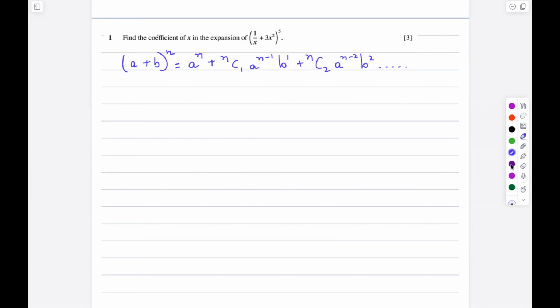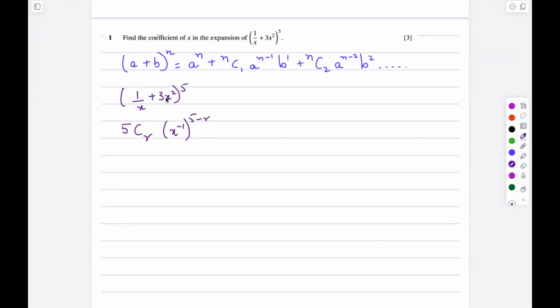Now, as we need the coefficient of x, we have to figure out which of the terms will give us a term in x. To do that, we can first write the expression, which is (1 upon x plus 3x squared) to the power 5. To figure out which of the terms to use, we first figure out this value of r, which is an unknown. So in a, x is to the power minus 1, so this will become 5 minus r.